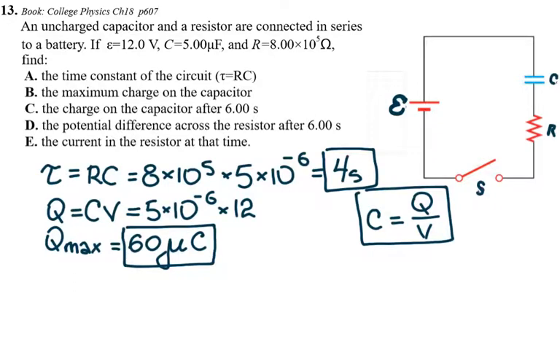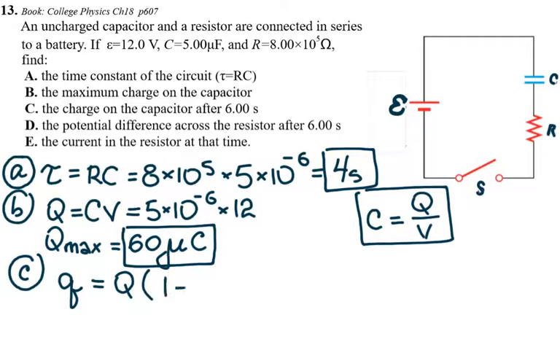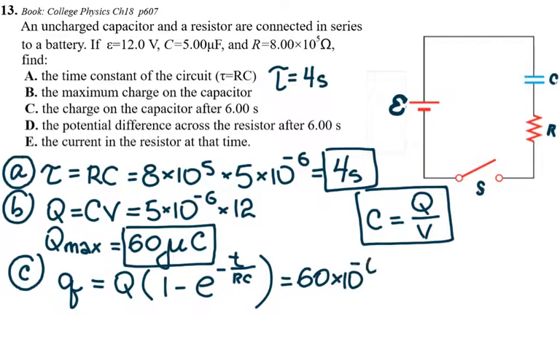So this was A, this was B, and for C, we have the charge on the capacitor after 6 seconds is equal to the maximum charge, and I have 1 minus e to the power of negative time over RC, or time over tau, which is 4 seconds. So we have the maximum charge, which is 60 micro, and then I have 1 minus e to the power of negative 6 divided by 4.